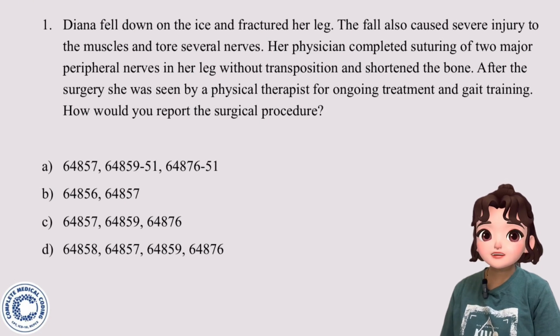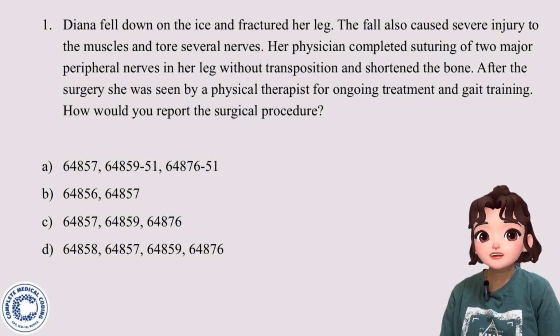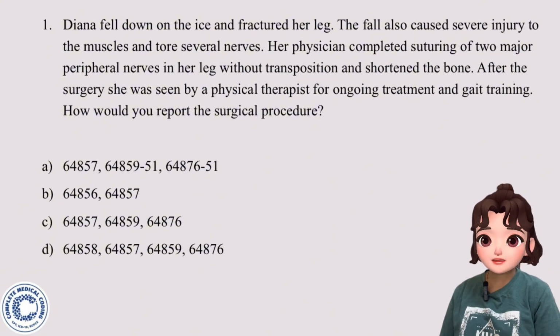So here you have to code the CPT code for the surgical procedure. The patient has fractured her leg. Anyway, let's look into the codes one by one. Open the CPT code book. Go to the first option, 64857. What is code 64857? 64857 means suture of major peripheral nerve, arm or leg except sciatic, without transposition. Do we require that code?